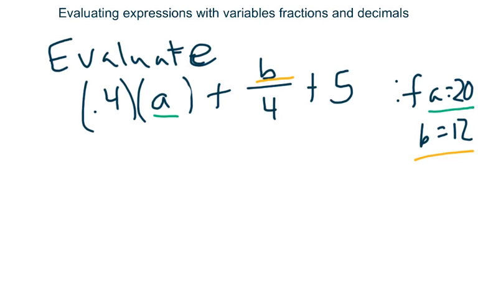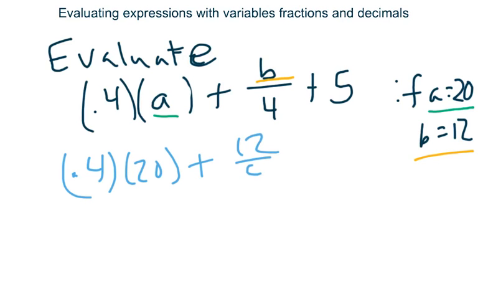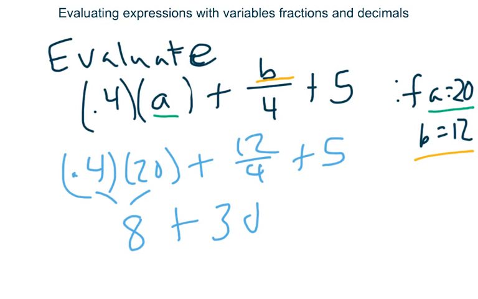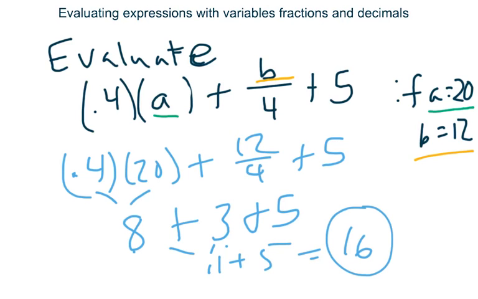And so to start with, we're going to have 0.4 times 20 plus 12 over 4 plus 5. Now we have to do the order of operations. 0.4 times 20 gives you 8. 12 divided by 4 gives you 3, and then you bring down the 5, and then you just add these up. 8 plus 3 is 11. 11 plus 5 gives you 16.